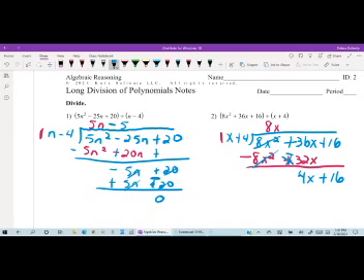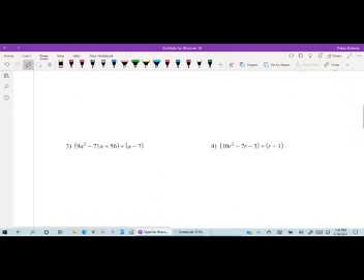Now we're going to ask ourselves, what do we have to multiply the 1x by to get 4x? Well, I need to multiply by 4. So when I multiply 4 times 1x, I get 4x. And 4 times 4, again, gives us 16. And we're going to change our signs here from positive to negative. Our 4x's add out, and our 16's add out. Again, we do not have a remainder on this.